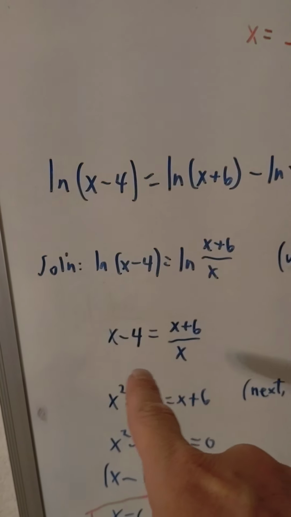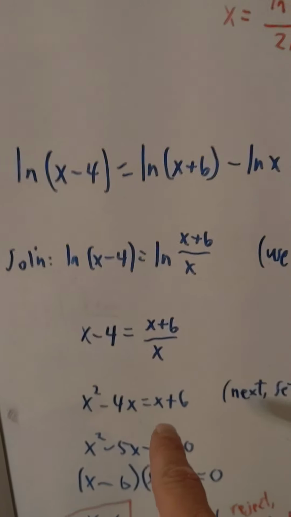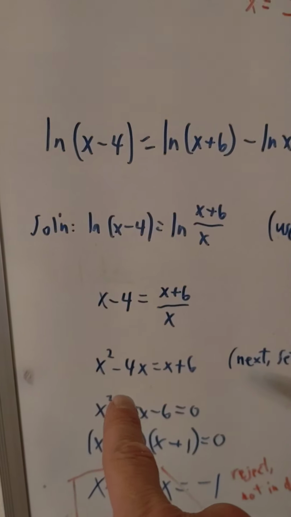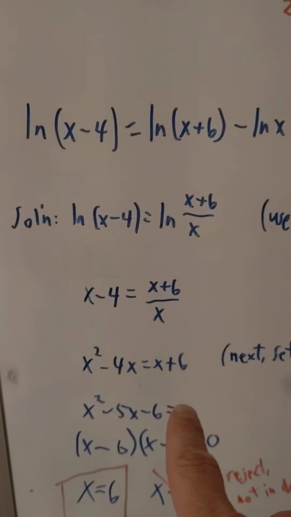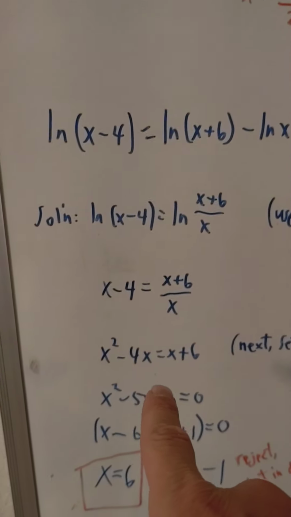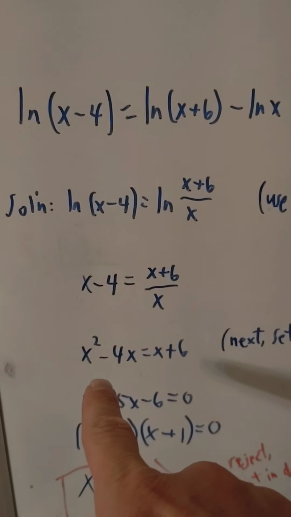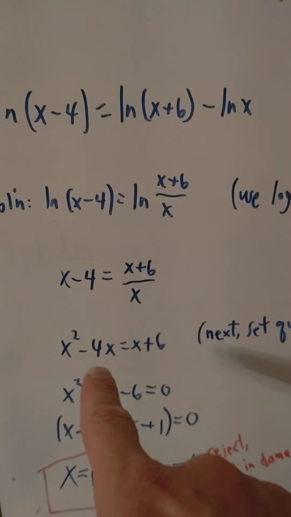This looks like a proportion to me. I can write that over 1 if I want. Set the cross products equal to each other, and I've got that. And we want to solve for x. It still looks tough to solve for x, but identify what you're looking at. This is a quadratic equation, a degree 2.